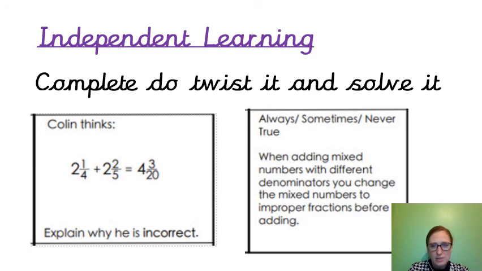And then always, sometimes, never true: when adding mixed numbers with different denominators, you change the mixed numbers to improper fractions before adding. So in all of these examples, did we change those mixed numbers into improper fractions before we added them? And if we didn't, could you do that? Would it still work? Think carefully about that and have a go at it before you answer it. Okay, pause the video and complete your do it and twist it. Sorry, your twist it and solve it.